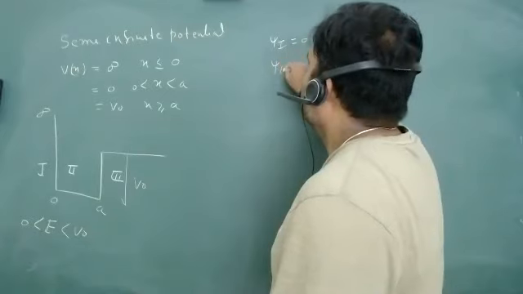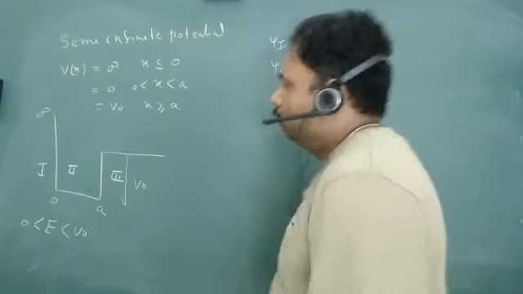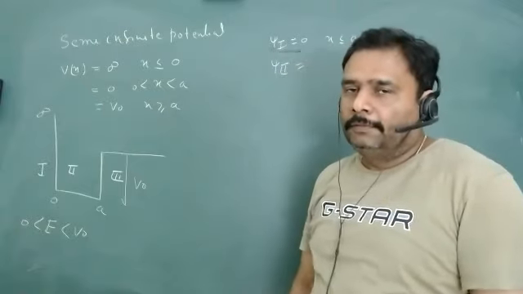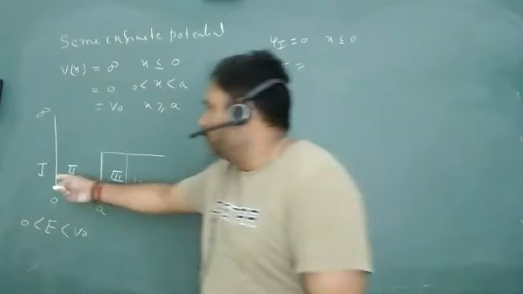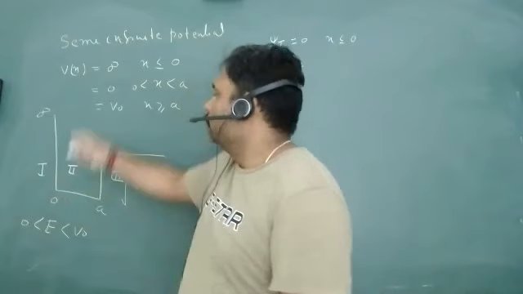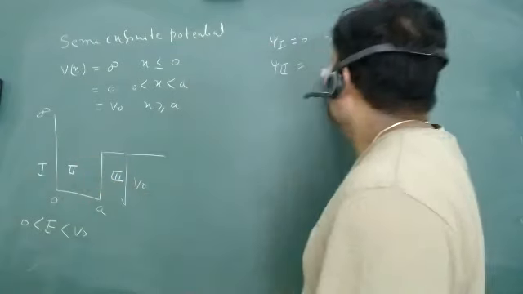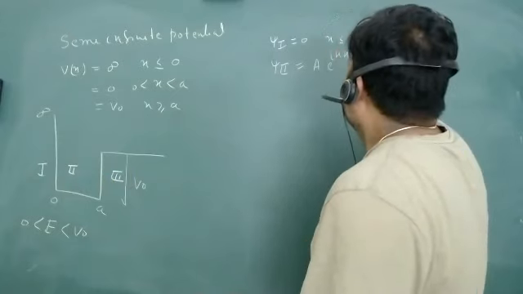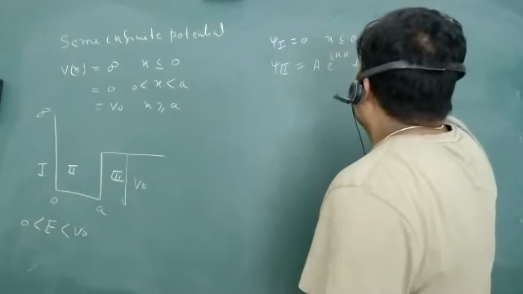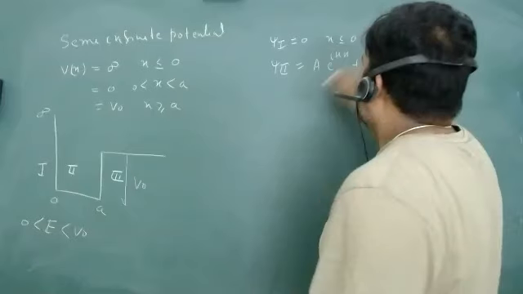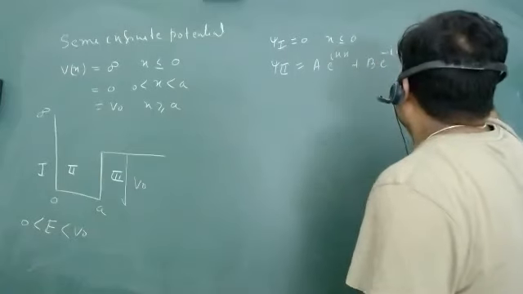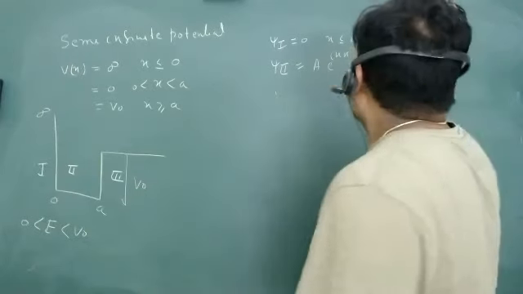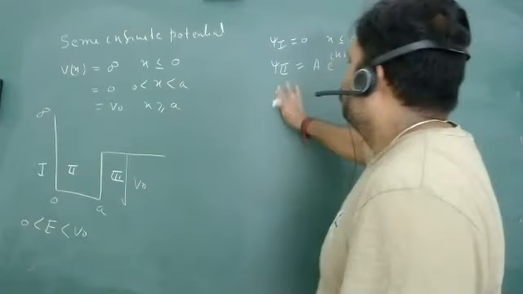What will be psi 2? Free particle. Inside the box, the potential is 0, so they are just free particles. That will be A e to the power ikx plus B e to the power minus ikx. So this is between 0 and a, and you can take the equality sign because continuity is there.